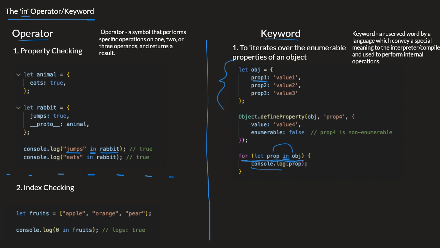We're going to console.log prop, and let's say that this is our console down here. On this first iteration of the for loop, prop is going to equal prop1. Then we finish the code because the only thing inside of this for loop was console.log prop, and we go to the next property in the object, which is prop2, and we log that to the console as prop2. We do the same thing for prop3.